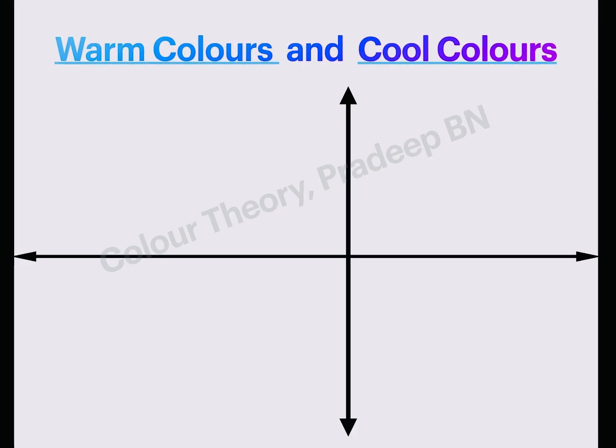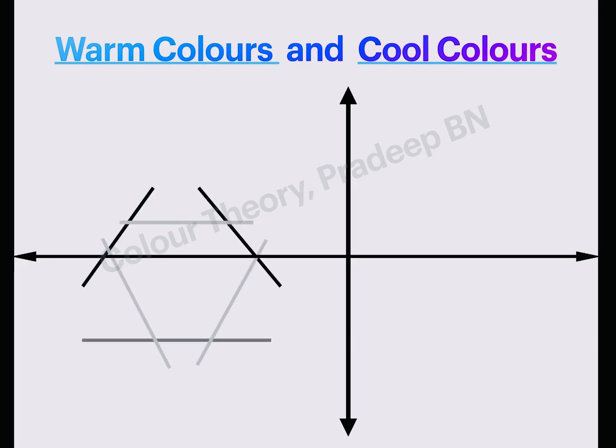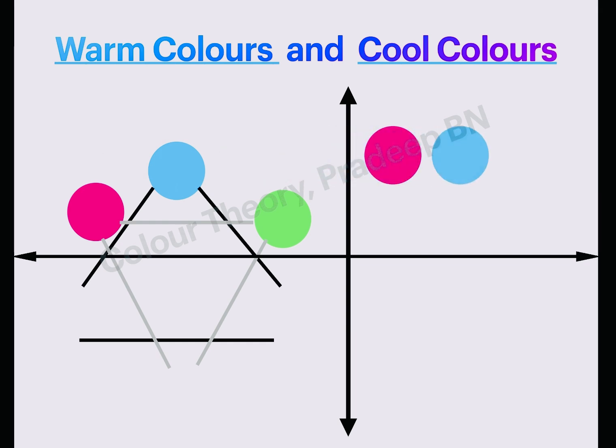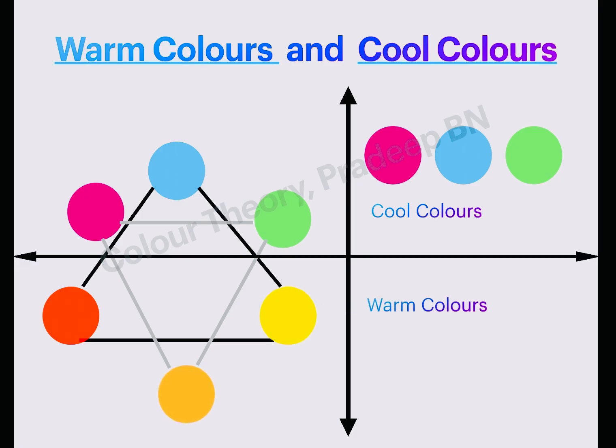So let us see what warm colors and cool colors are. When you take a color wheel, we can find all the primary colors and secondary colors. Violet, blue and green are considered cool colors, and red, orange and yellow are called warm colors. These are the cool colors and warm colors.